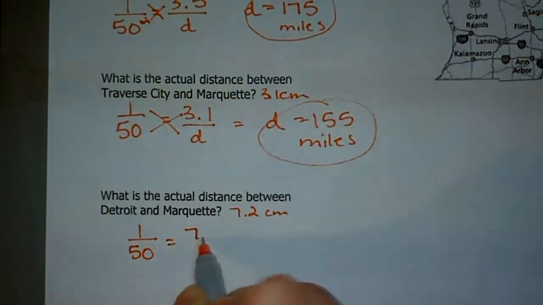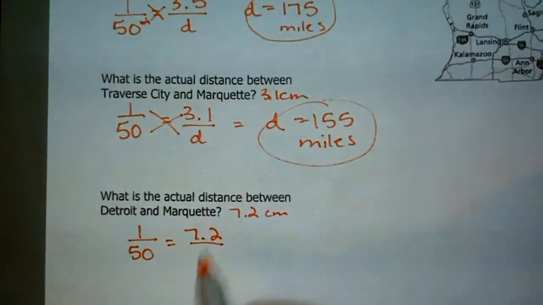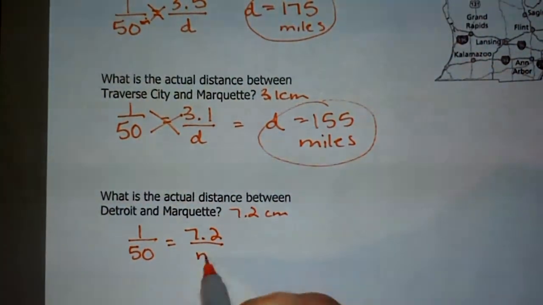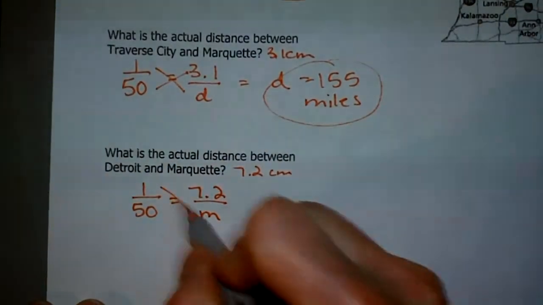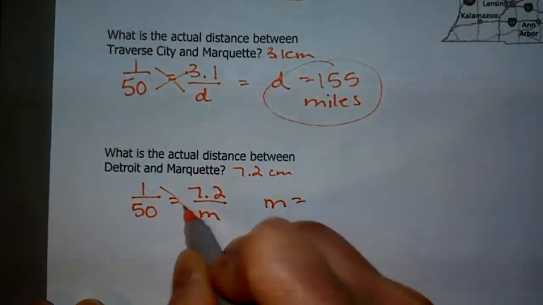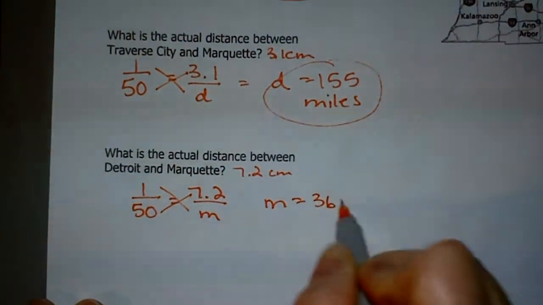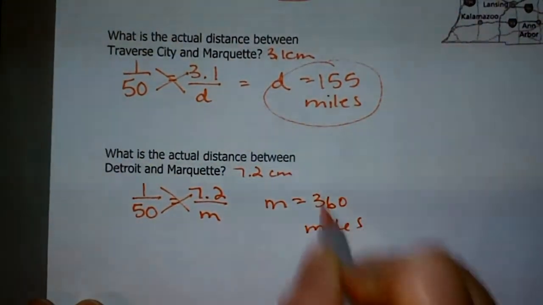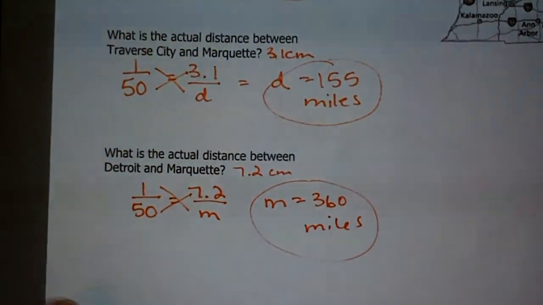I know the distance is 7.2 centimeters, so centimeters across from centimeters. I want to know how many miles. This time I'll use M for miles. You can use any letter you want. M times 1 is M, and 50 times 7.2, that is 360 miles. So a little bit longer of a distance there. Okay, so that's reading a map.